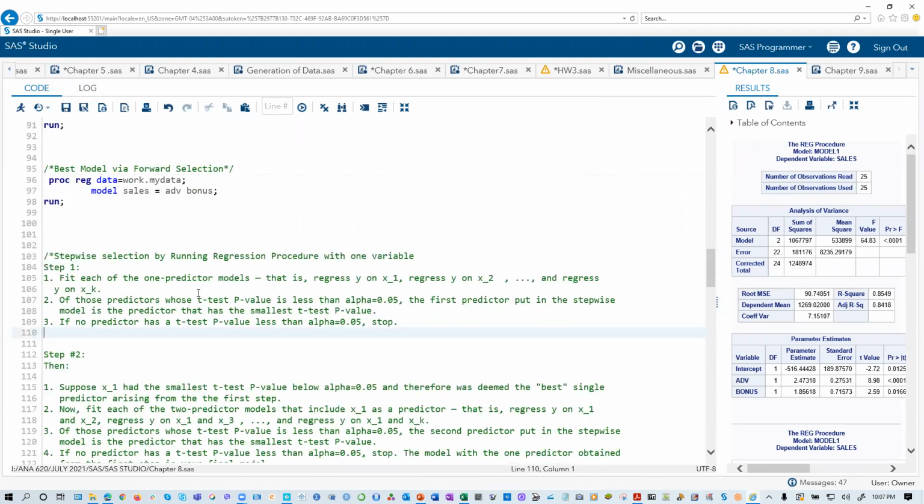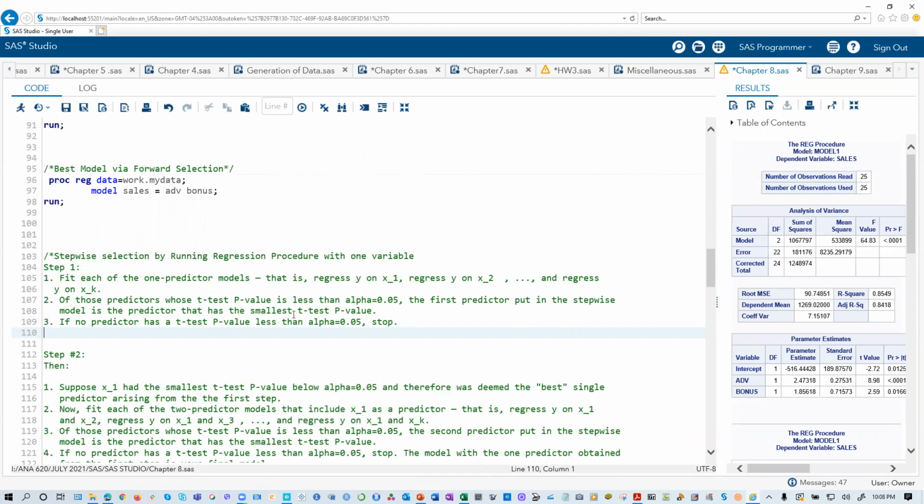Stepwise selection by running regression procedure with one variable. Step 1, fit each of the one predictor models, that is, regress y on x1, regress y on x2, regress y on xk. Of those predictors whose t-test or p-value is less than alpha, the predictor put in the stepwise model is the predictor that has the smallest t-test and p-value. If no predictor has a p-value less than alpha, stop.